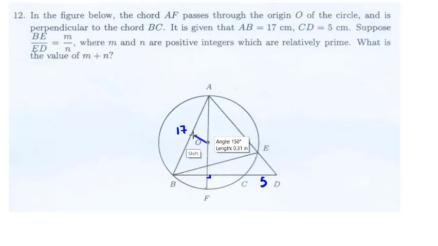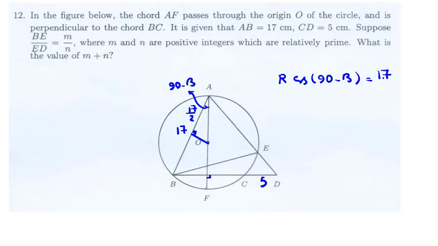Okay, we draw a perpendicular from O to AB. Then because it is a chord of this circle, this one will be 17 over 2. This angle is B, so this angle is 90 minus B. Then we can conclude AO, which is R of this circle, R times cos 90 minus B equals 17 over 2. We can replace cos 90 minus B by sine B, so 2R sine B equals 17.